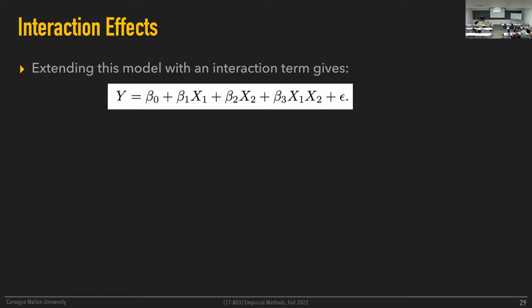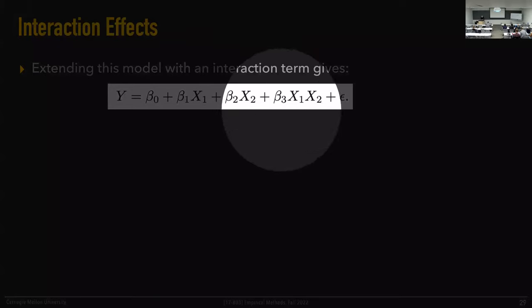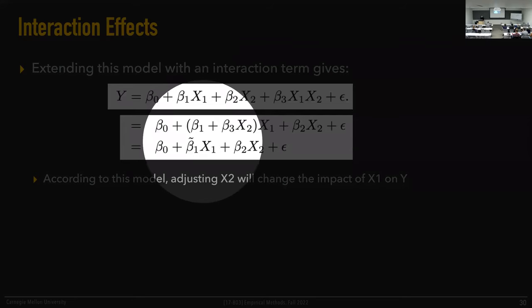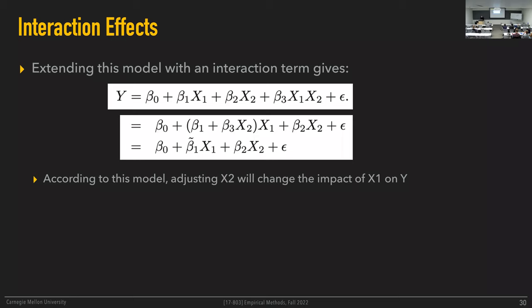So I can add what's called an interaction term in this model, which is literally the product of the two variables. Here, I've added this beta 3 x1 times x2. That's the interaction term. Another way of writing this is to reduce it to a form that looks more like the previous one, except here this beta 1 hat coefficient is a function of x2, it varies with x2. But it's still fundamentally the same model as before, except the coefficient changes. It's not a constant. It's a function of the other variable. So if I change x2, that will change the impact of x1 on the outcome variable y.